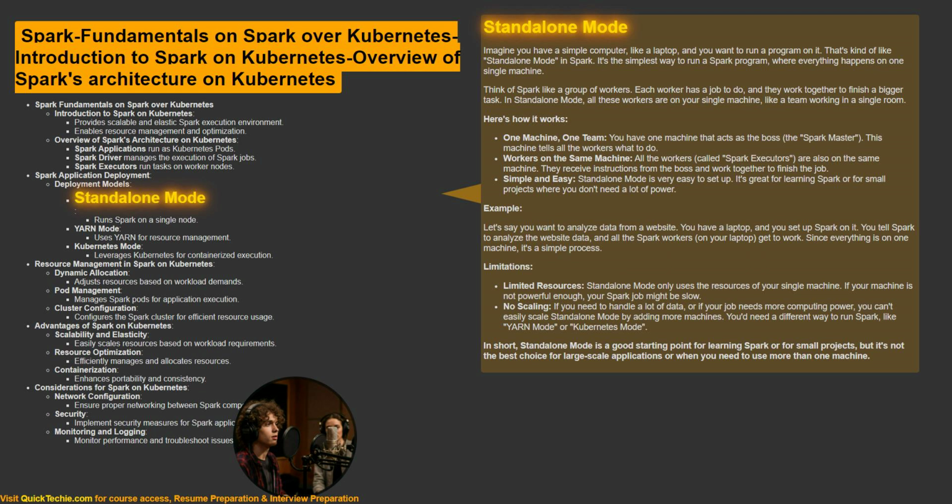Limitations, limited resources. Standalone mode only uses the resources of your single machine. If your machine is not powerful enough, your Spark job might be slow. No scaling. If you need to handle a lot of data or if your job needs more computing power, you can't easily scale standalone mode by adding more machines. You'd need a different way to run Spark, like Yarn mode or Kubernetes mode.